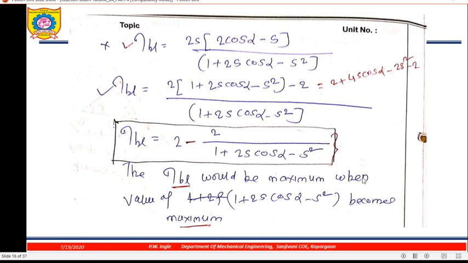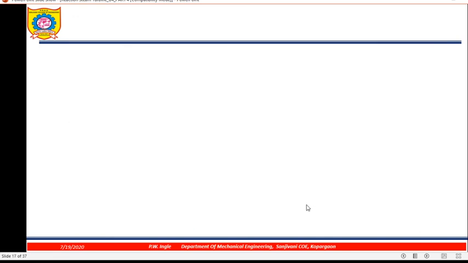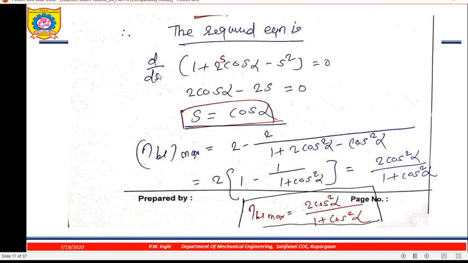The blade efficiency would be maximum when this bracket becomes maximum. So the required equation is d by dS of this bracket. Finally you get 2 cos alpha minus 2S equals 0. So S equals cos alpha. If S equals cos alpha, then you get maximum efficiency by putting the value of S in the efficiency equation. You finally get the maximum efficiency as 2 cos square alpha upon 1 plus cos square alpha.